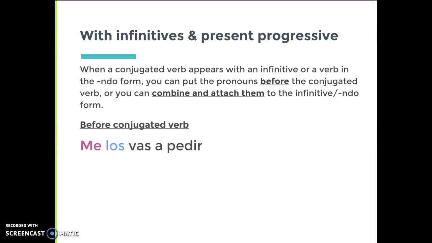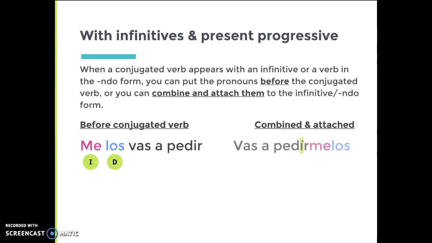Let's see what that would look like before the conjugated verb. Me los vas a pedir. You're going to order them for me. In this situation, we have me, our indirect, and los, our direct. ID. We could also combine and attach me and los to the verb pedir. That would look like vas a pedírmelos. You're going to order them for me. Again, ID.